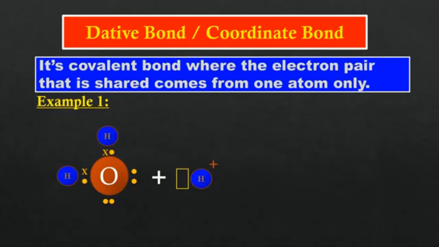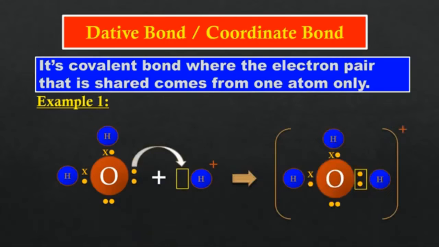The lone pair of electrons that are not involved in the covalent bond in the water molecule will be shared with the hydrogen ions through the formation of a dative bond. In the hydroxonium ion, the oxygen atom and all the hydrogen atoms have achieved stable octet and duplet electron arrangement respectively. So in this case, the oxygen atom becomes the donor and the hydrogen ion becomes the acceptor.